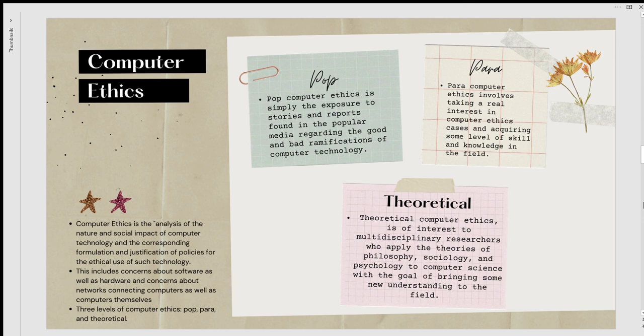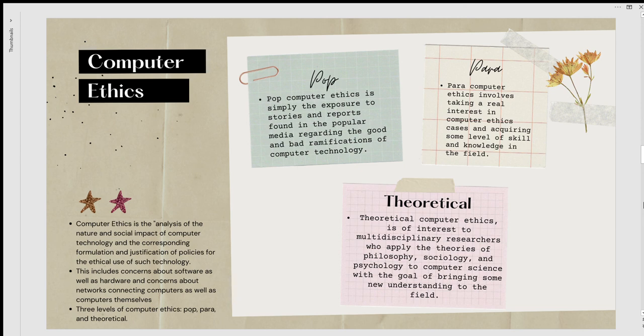So, pop computer ethics ito yung parang exposure sa stories and reports na nakikita sa mga popular media or social media. And yung positive and negative outcome naman ng computer technology. Yun yung pop computer ethics.